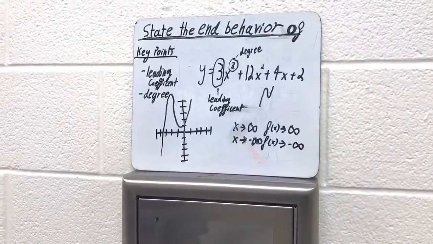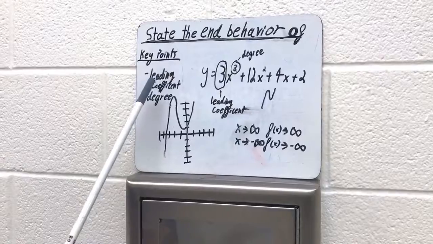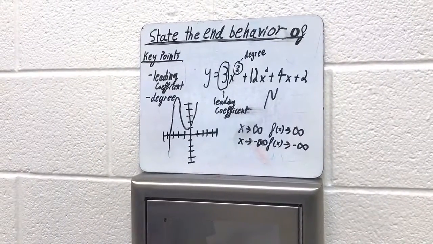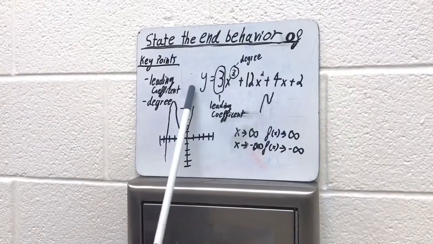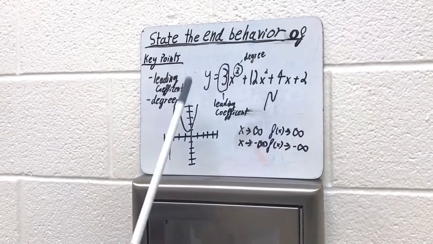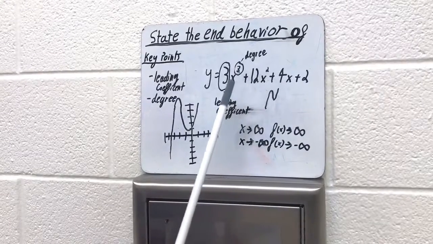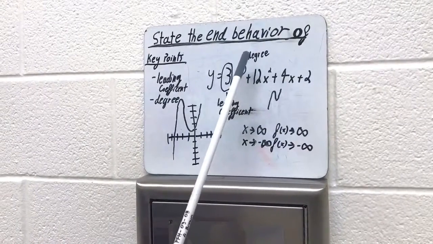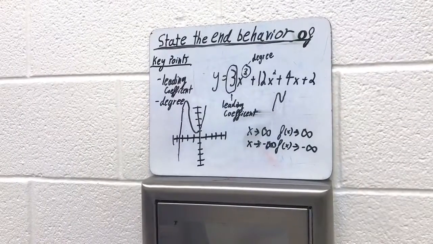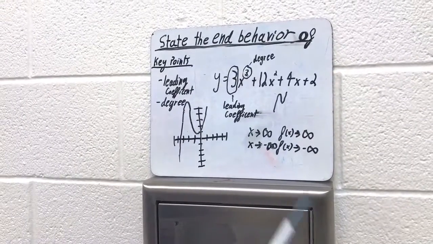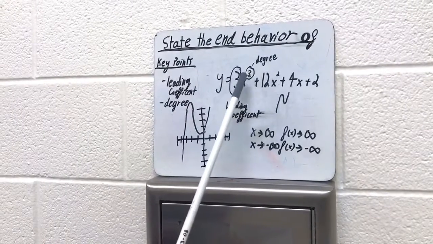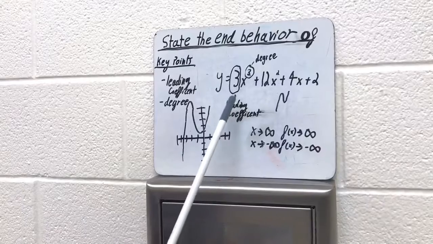So, some things you should know. Your key points you're going to be looking for are the leading coefficient and the degree. The first thing we're going to try to figure out in a problem is what our degree and our leading coefficient are. In this equation, our leading coefficient is 3, and our highest degree is x to the third power. To find your leading coefficient, you first need to find your highest degree, and then you look at your leading coefficient.